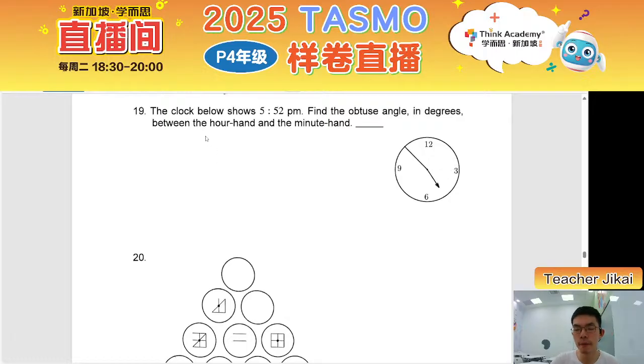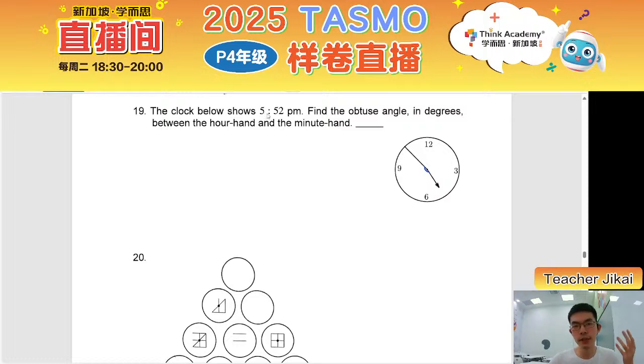Okay. So yeah, this question is a clock problem. It will just appear in MOS, I think, but not that frequently. So now we have a clock that shows 5:52 p.m. and we need to find this angle, the obtuse angle, between the hour hand and the minute hand. So here, how can we get it?